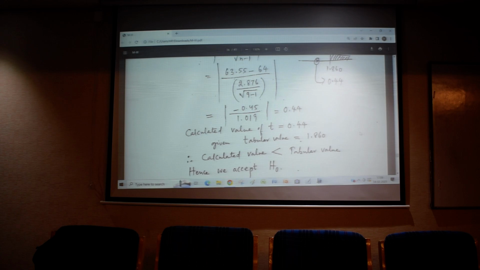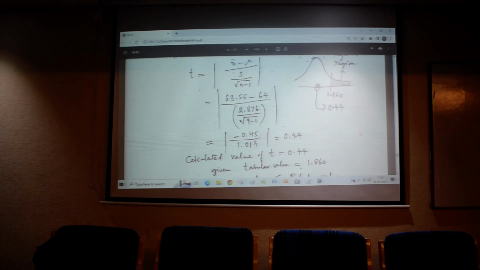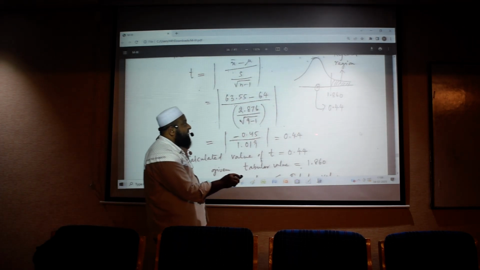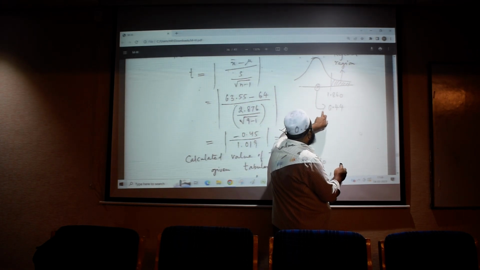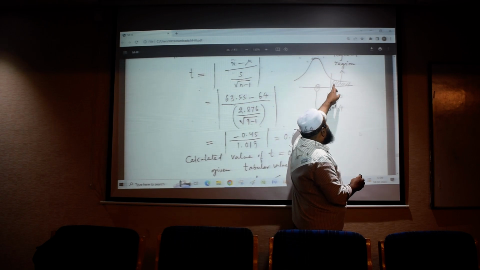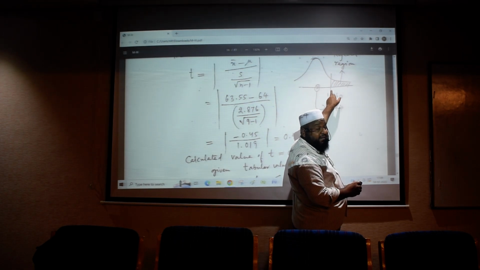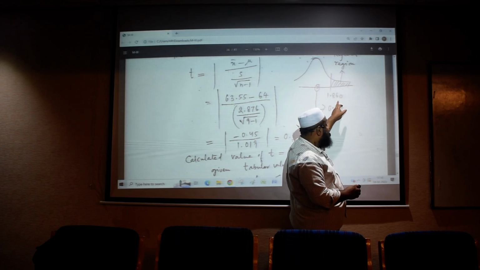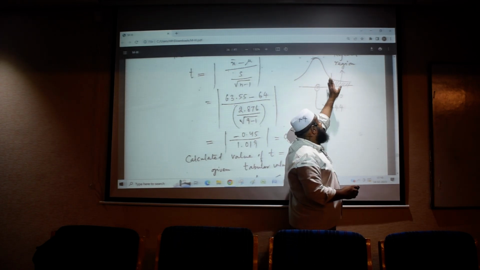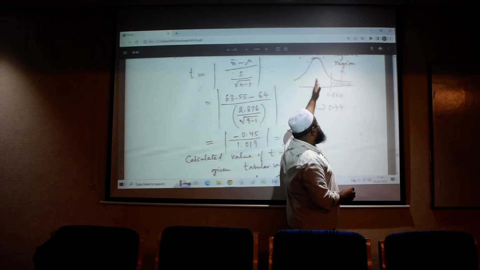What is the t value? 0.44. Now you have to place this t value here. This is 0.44, understood? And this is the borderline critical value. That critical value or tabular value is 1.860. This will be given in the question. This is the rejection area. This is the acceptance area.